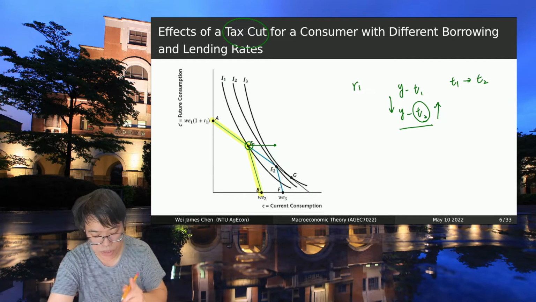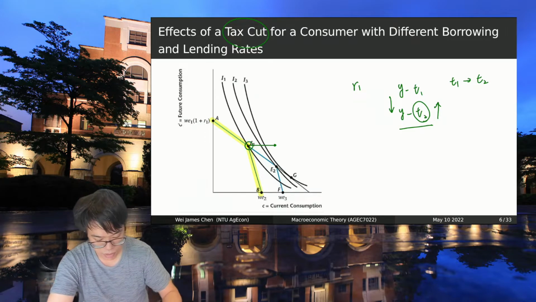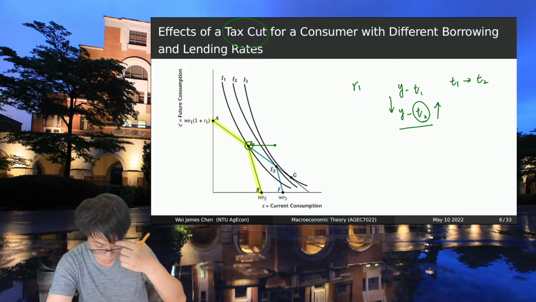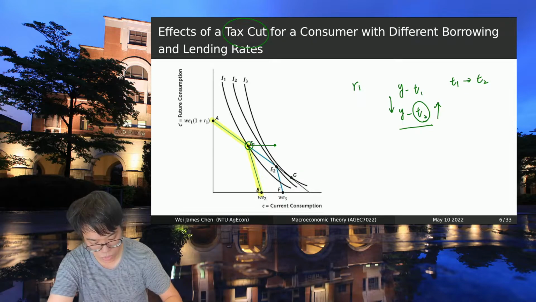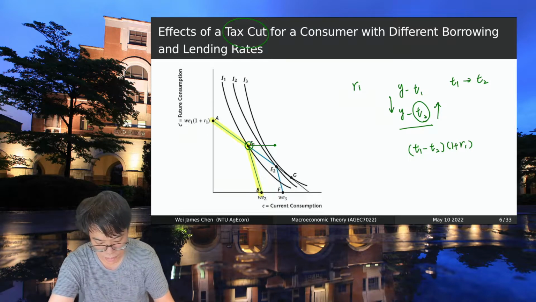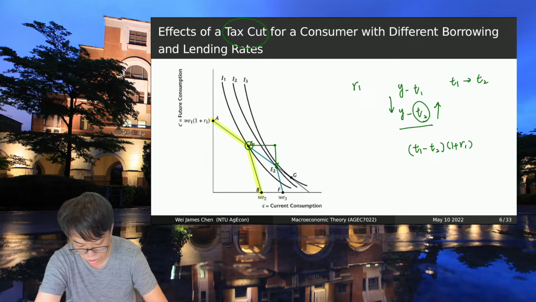But this is the new endowment level for the current period. Next period, you need to pay back, or the government needs to collect more tax in the next period to make the budget balance. The tax amount that increases is going to be the difference between T1 and T2. So T1 is bigger, right? T1 minus T2 times 1 plus R1, because the government can use this interest rate R1 to do lending and borrowing. Remember? Okay, so I'm using R1. So eventually you'll move to this point, E2. That's the new budget. So the new budget constraint looks like this.